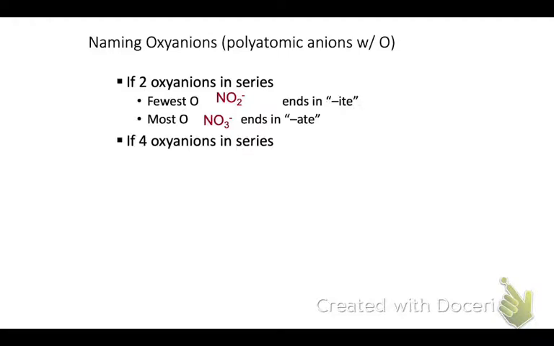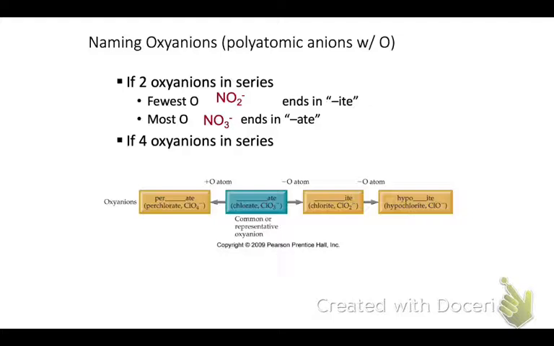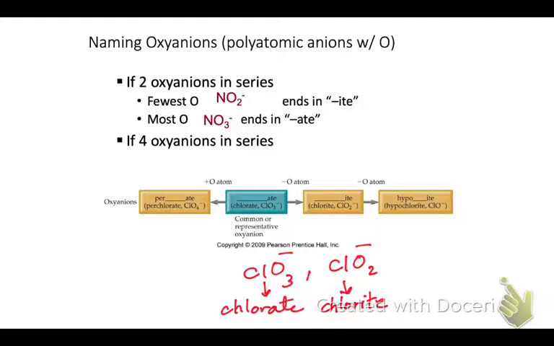If I have 4 oxyanions in series, like this one here, I'm going to teach you my little trick to name it. So the 2 in the middle here are ClO3 -1 and ClO2 -1. The fewest one will be "ite" ending, so that will be chlorite. And the highest one will be chlorate.